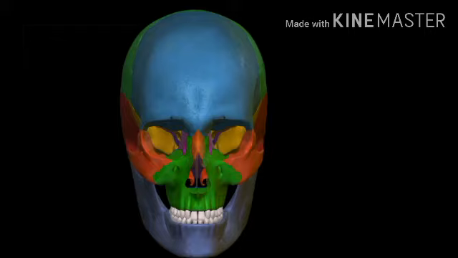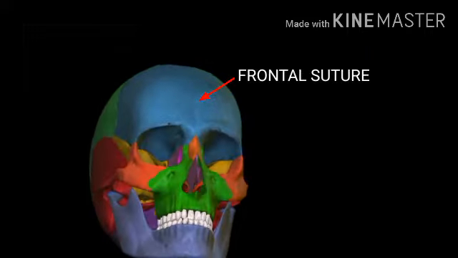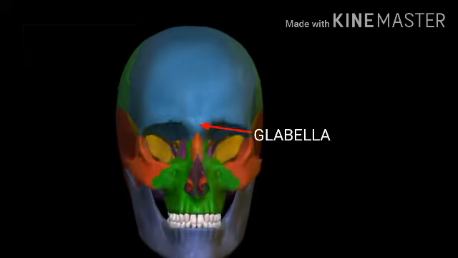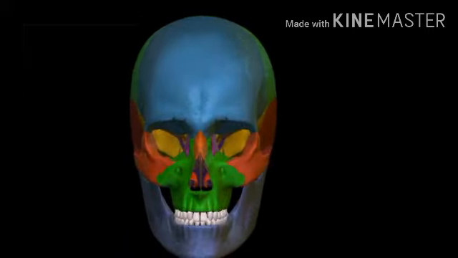Here there is a foramen, which is an opening through the bone, above the orbit, and we call it the supraorbital foramen. Here there is this line that you can see, it's called the frontal suture. The prominence there is called the glabella. And as you can see, the frontal bone forms the roof of the orbit.